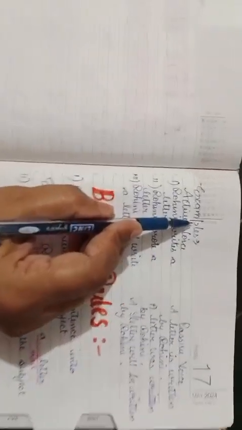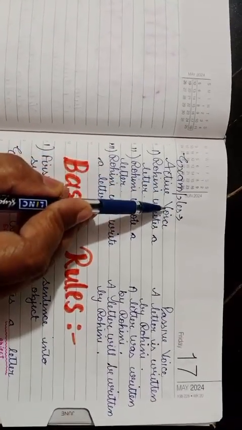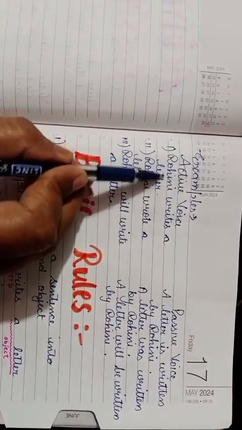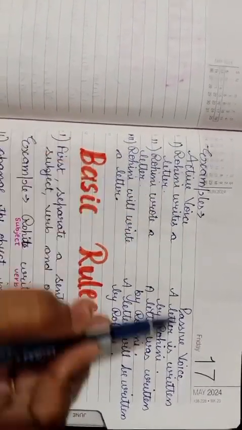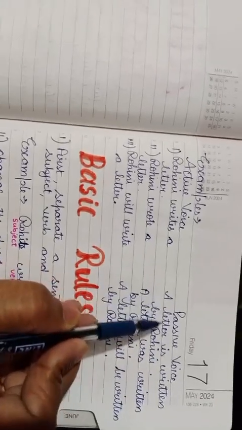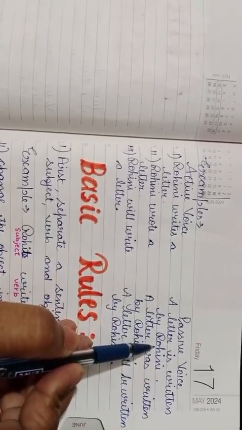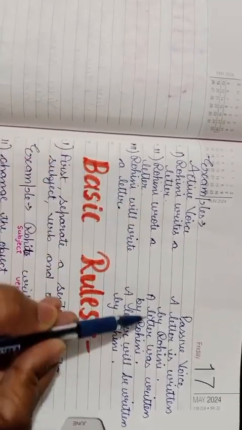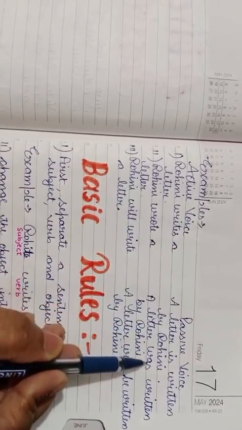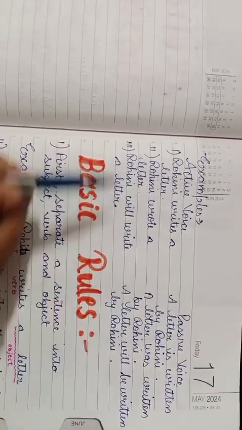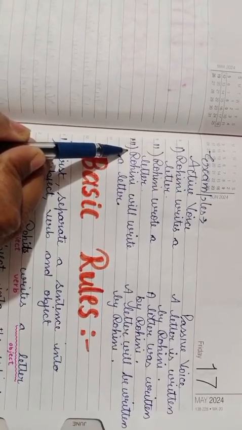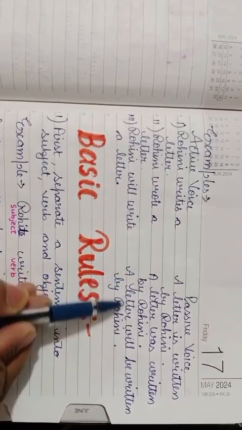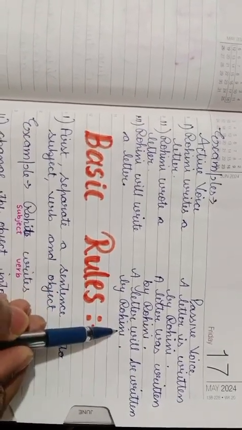Here are some examples of active voice and passive voice. In active voice, the example is Rohini writes a letter, and in passive voice, it becomes a letter is written by Rohini. Second example is Rohini wrote a letter, and in passive voice, it becomes a letter was written by Rohini. Let us take third example. Rohini will write a letter. In passive voice, it becomes a letter will be written by Rohini.